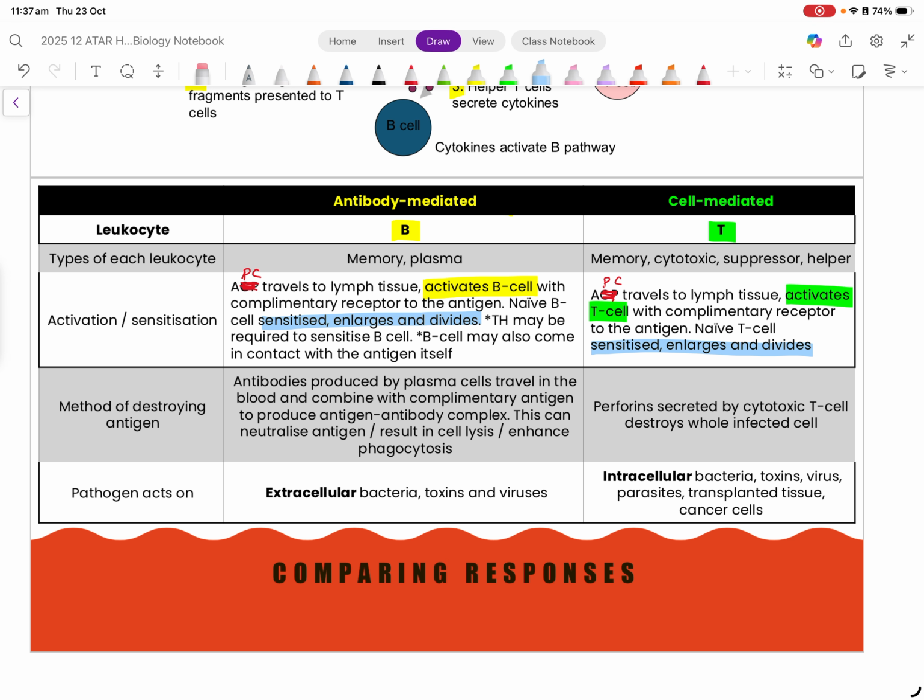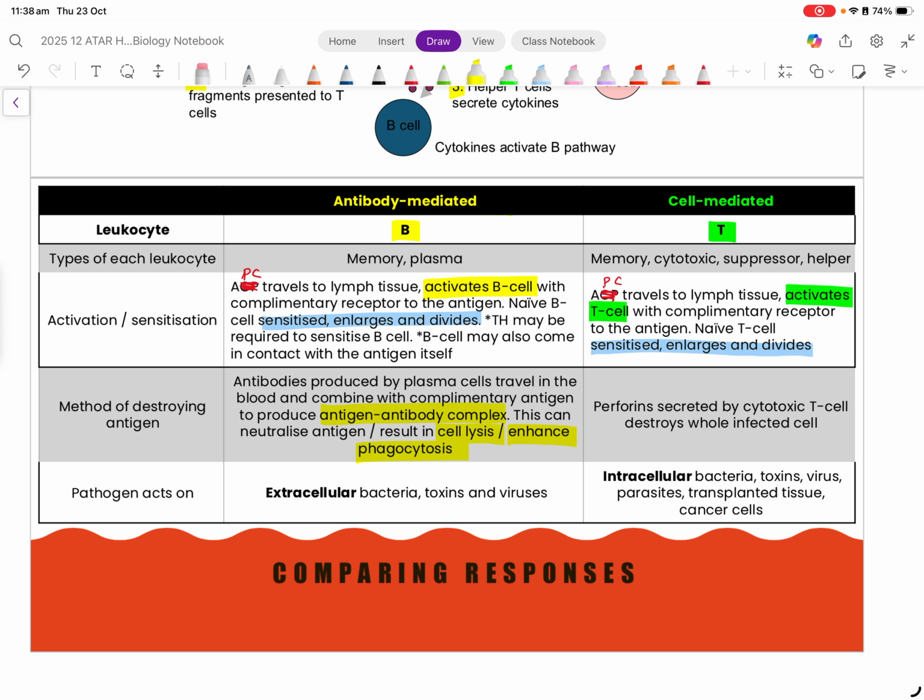As we move on down to the method of destroying the antigen, as we've mentioned in the previous lesson, antibodies, in the case of antibody-mediated immunity, are produced by plasma B cells. They travel through the blood and they combine with that complementary antigen to produce an antigen-antibody complex. So there were quite a few different options as to what this will mean for that particular antigen, but effectively I've summarized here. So it's either going to neutralize the antigen, it's going to result in cell lysis, or it's going to enhance that process of phagocytosis.